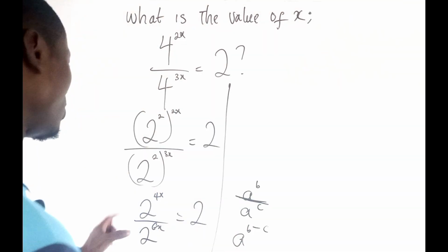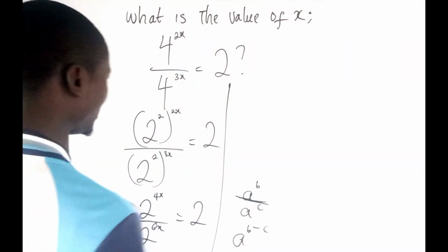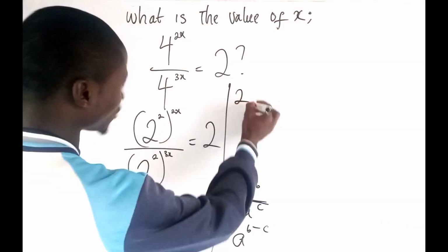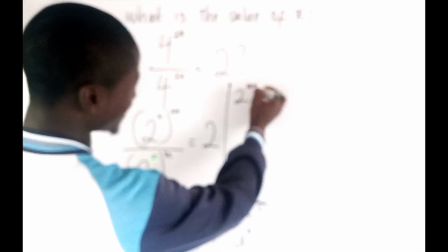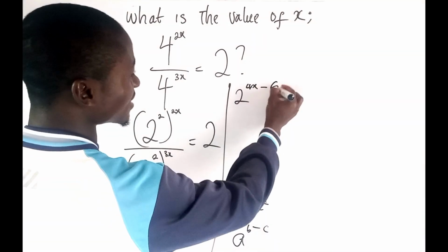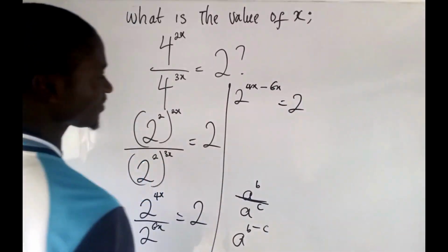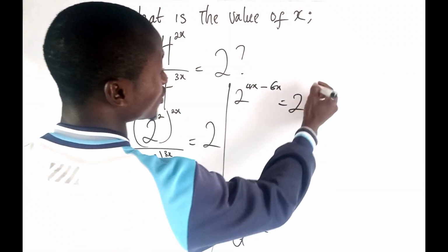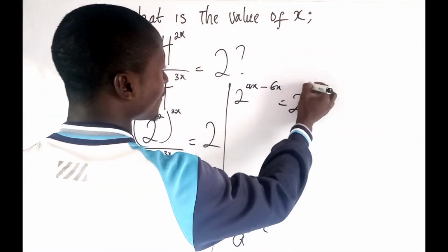Just pick one, okay? So the same thing you are going to apply here. Since the bases are equal, just pick one. Then we have 4x. Division becomes negative. Then the power 6x equals 2. And do not forget, 2 can also be written as 2 to the power of 1.